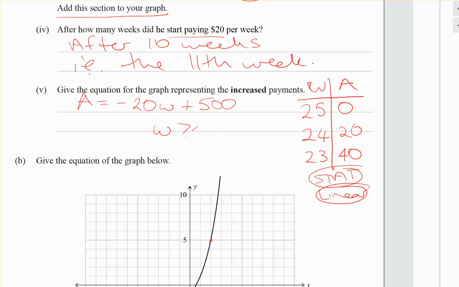We want this for W greater than or equal to 10. And you can just check what you get when W equals 10. Minus 20 times 10 is minus 200 plus 500. Gives me a total of 300, and the graph does go through the point 10, 300.